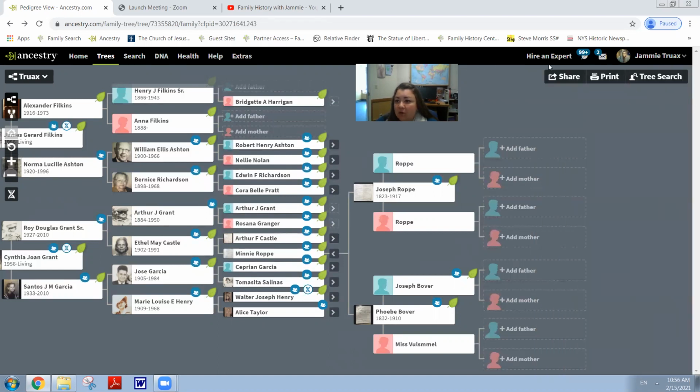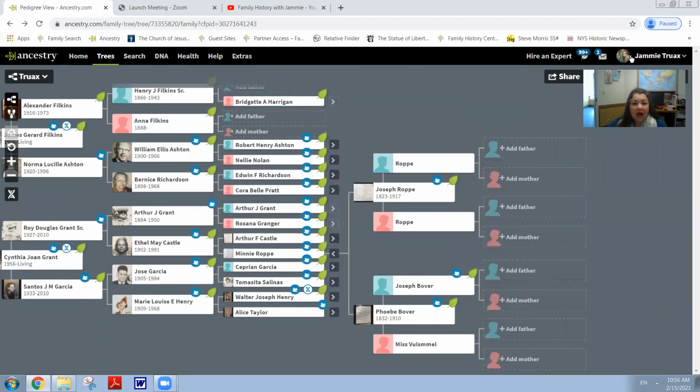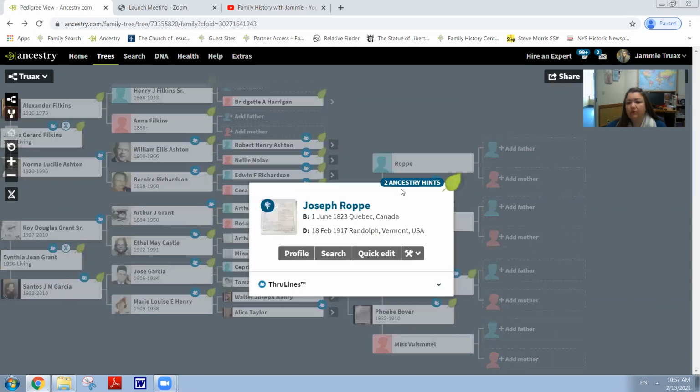I'm going to move me back over here. So I am going to choose, let's see. So this is my great grandfather. So I'm going to click him. Now, when I open up his little index card, one click opens up his little index card. From here, you get to choose. You could do a quick edit, search, profile, go to the profile, things like that. You go straight to hints, or right down here, it says ThruLines.